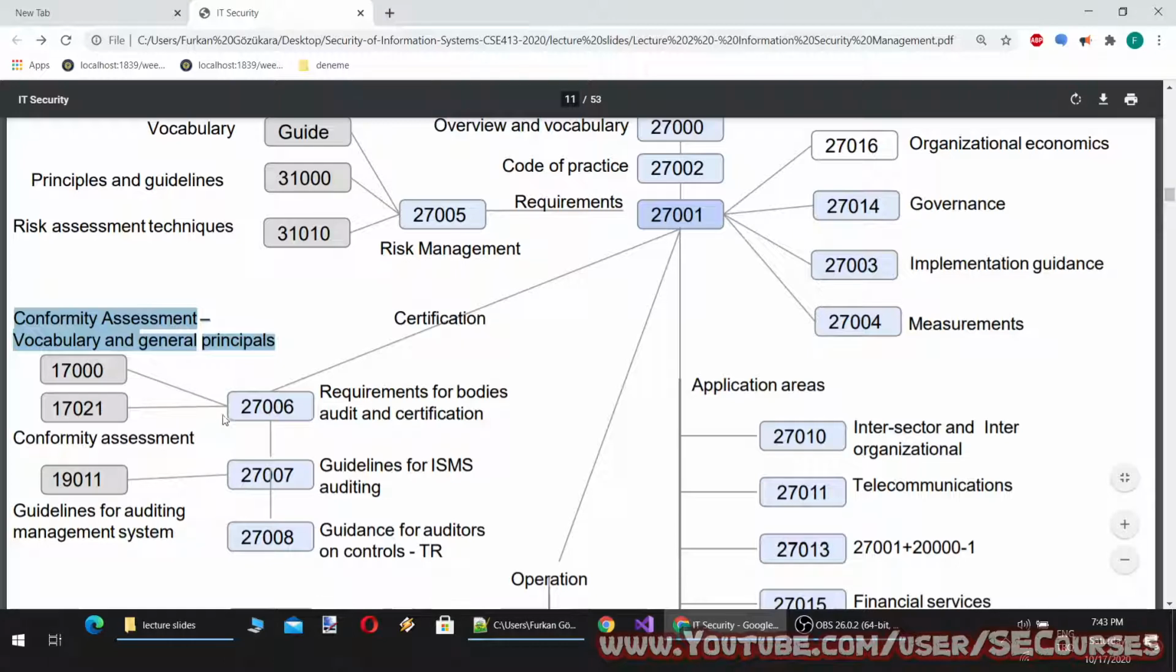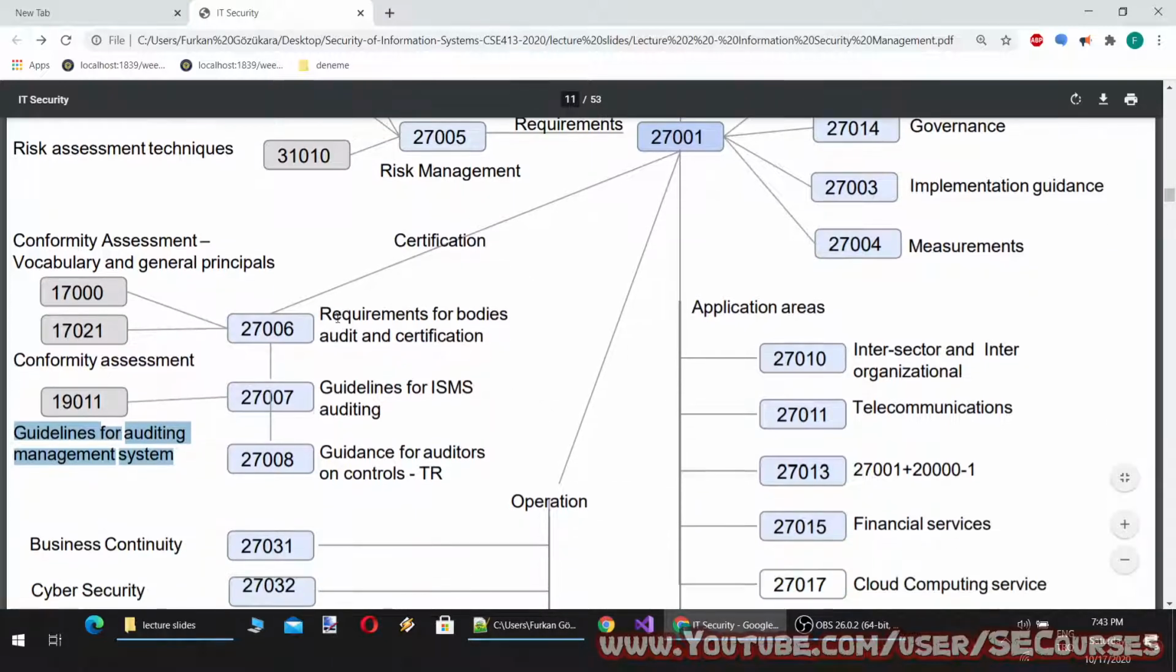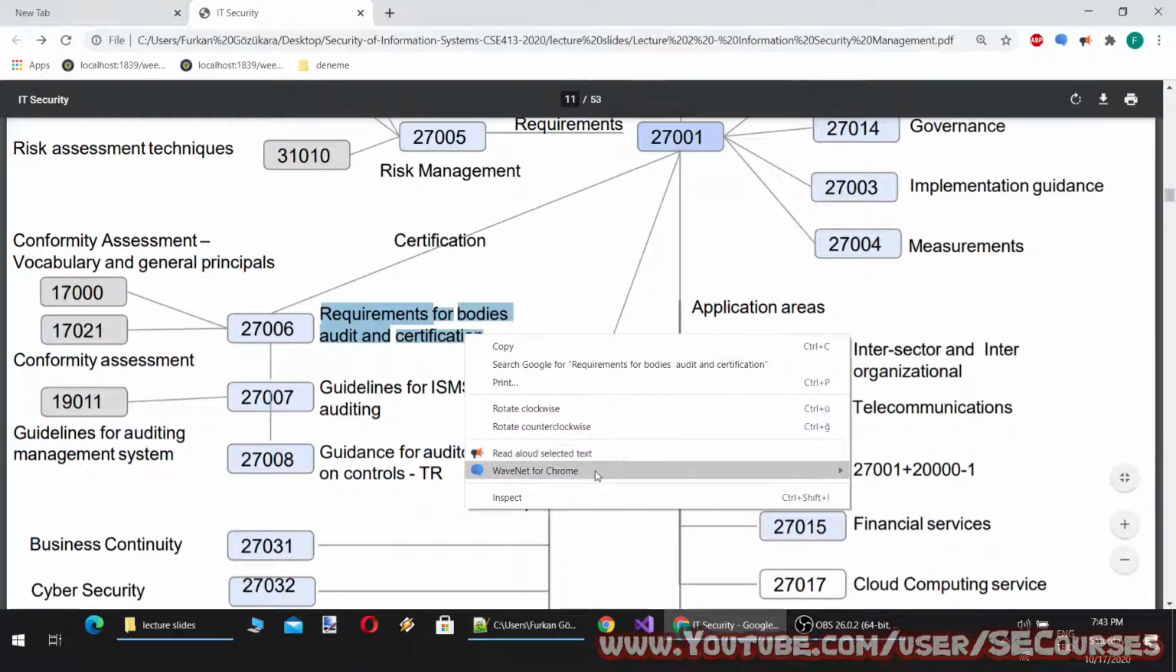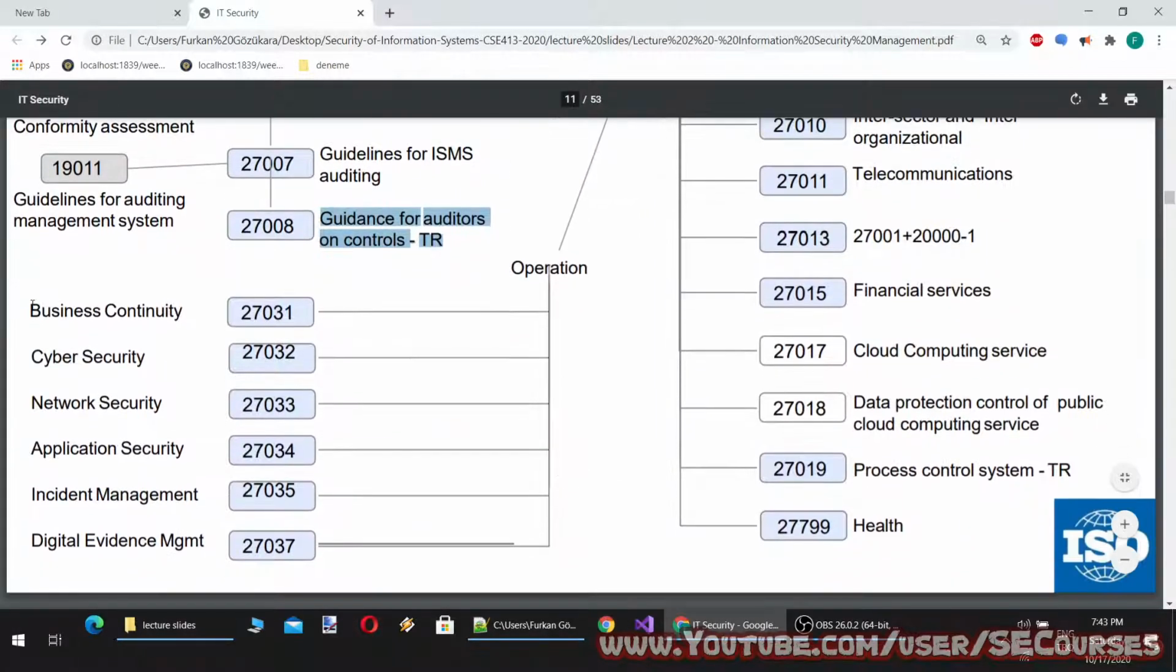Conformity assessment, vocabulary and general principles. Conformity assessment. Guidelines for auditing management system. You see, everything is standardized. Requirements for bodies providing audit and certification. Guidelines for ISMS auditing. Guidance for auditors on controls, TR.